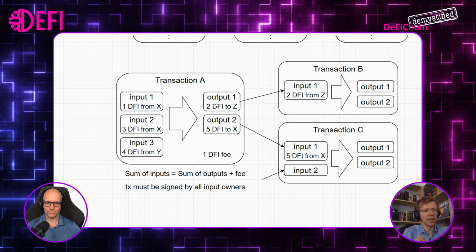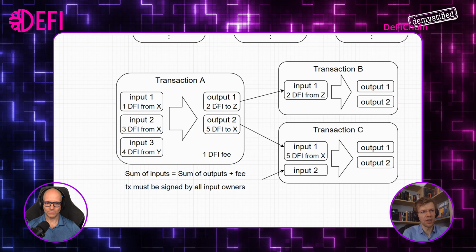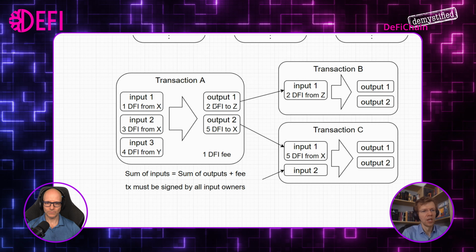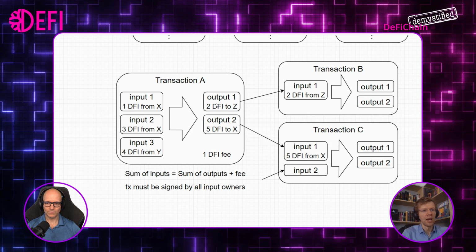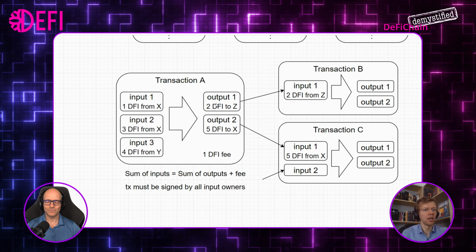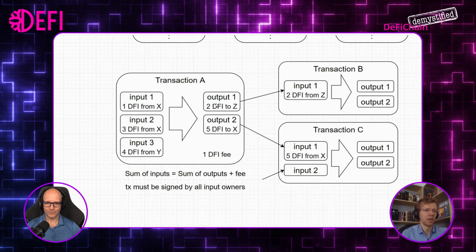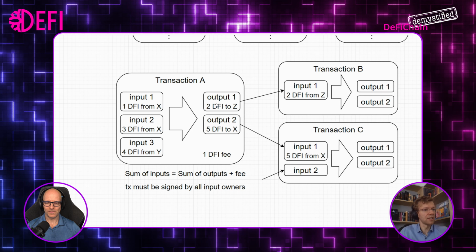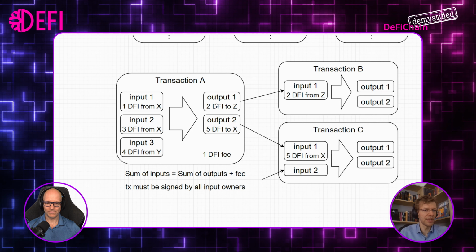So if I use an unspent output of 10 DFI, and I want to pay 3 DFI, I get back a 7, so a newly created 7 DFI bill. And I can now have this bill, and I can use that as an input for a new transaction.